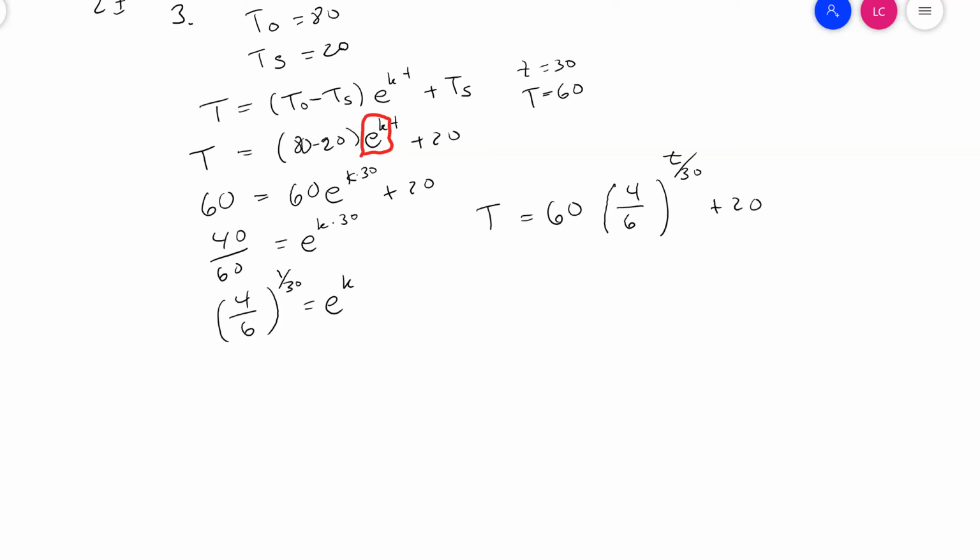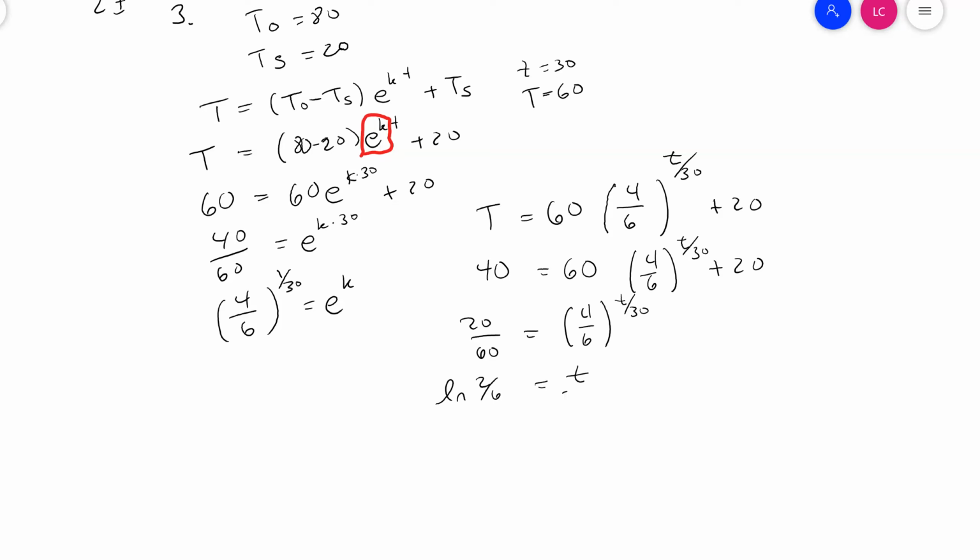Now I'm ready to answer the question. So when will the chocolate have cooled to 40 degrees? So I'm setting it equal to 40. So then I'm going to subtract 20 and then divide through by 60. Now I take the ln of both sides. And these could simplify, I'm just choosing not to. So multiply the 30 over and divide through by the ln, and there's your t.